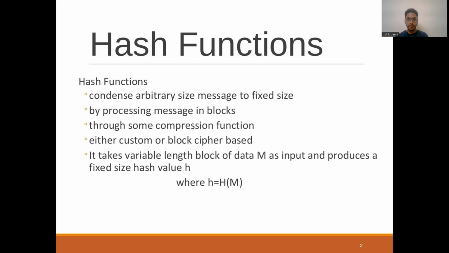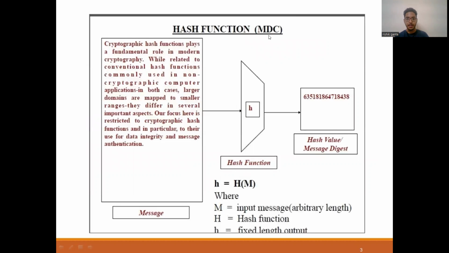A hash function takes a variable length block of data m as input and produces a fixed size hash value, where h, the hash, is equal to the hash function of m. Hash function diagram. This is a message. When it is given to the hash function, it generates a hash value, which is also called a message digest. Here you can see where m is the input message of any arbitrary length, h is a fixed length output, and capital H is the hash function.